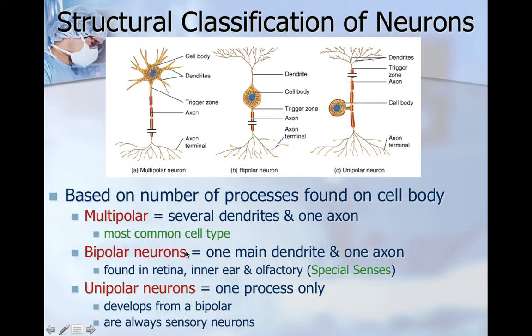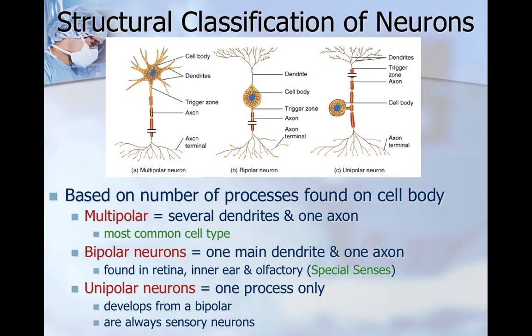Bipolar neurons have one main dendrite and one axon. All right? These are for your special senses, such as your retina, the back of your eye, the inner ear, and your olfactory, which is your sense of smell. Bipolar neurons are found in those special senses. Lastly, here's the unipolar neurons. There's one process only, and it develops from a bipolar, and they're always in your sensory neurons.